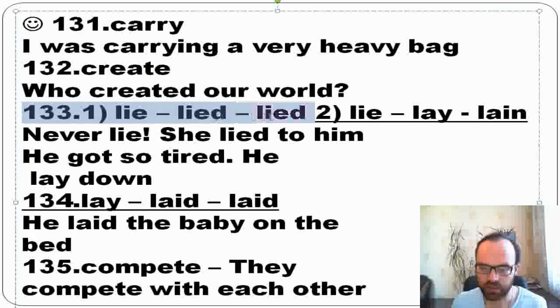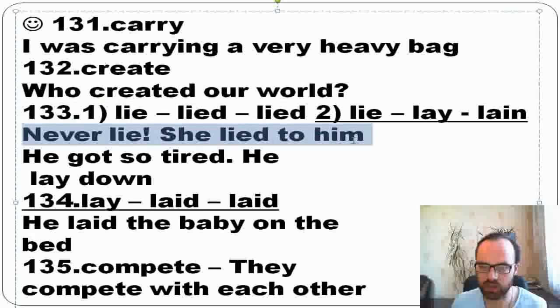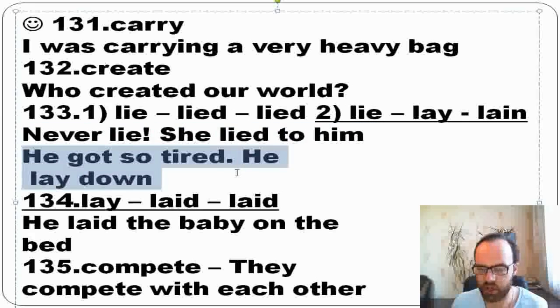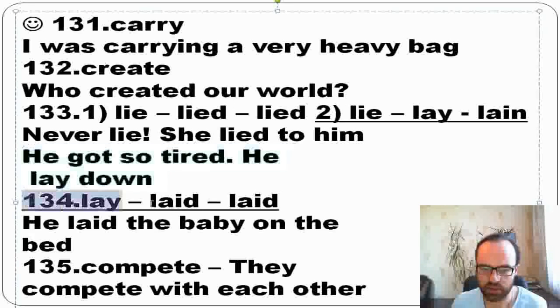So lie, lied, lied, and lie, lay, lain. Never lie. She lied to him, so this verb is regular. Lie means deceive, so when we don't tell the truth. And lie, lay, lain: he got so tired he lay down, maybe on the bed. Okay, so lay, laid, laid. He laid the baby on the bed.